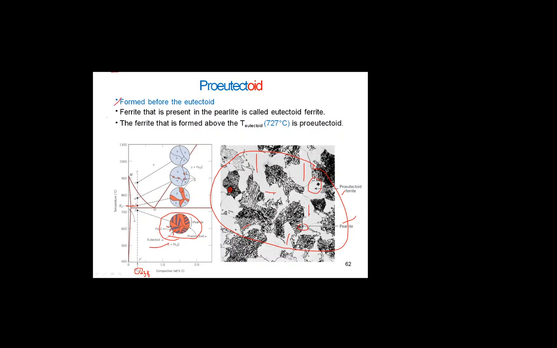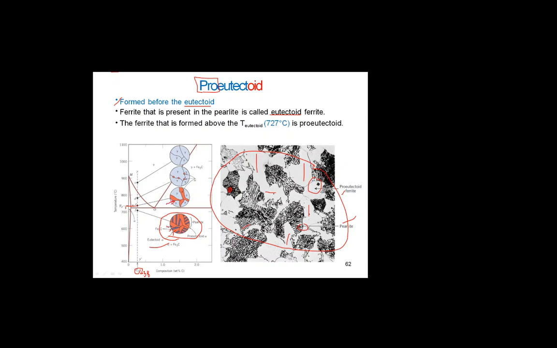read it for the information that it formed before the eutectoid reaction. Obviously, that's why it is called the pro-eutectoid. It is before the eutectoid reaction, and that is below the particular reaction as well. The ferrite that is present in a pearlite is called the eutectoid ferrite. As you can see, the eutectoid ferrite is here, because they are in the alternating, similar segments, and the ferrite that forms above the T eutectoid, that is TE, that is 727, is pro-eutectoid, as the formation is taking place.